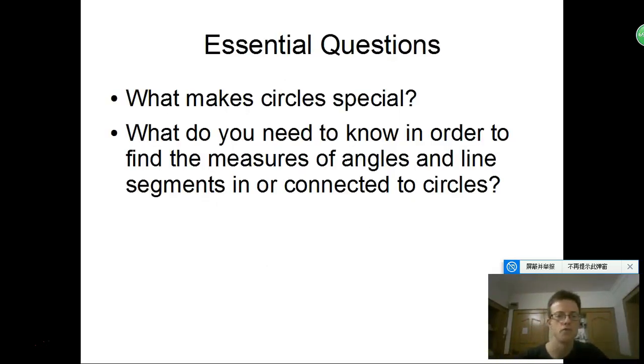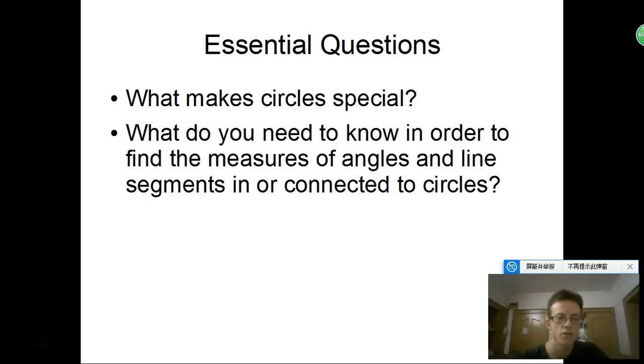Okay, now, moving beyond the big ideas, there's also some important questions. We call these essential questions. I came up with 2 essential questions about circles. Number 1, what makes circles special?